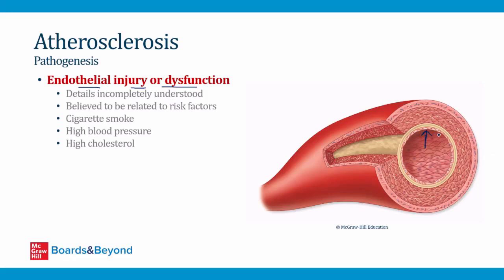How the dysfunction occurs, leading to the buildup of plaque, is incompletely understood, but it's believed that this element of the pathogenesis of atherosclerosis is related to risk factors. So it's believed that things like cigarette smoke or high blood pressure or high cholesterol, all of these things can damage the endothelial layer here, and that can lead to dysfunction and the development of plaque in the artery wall.